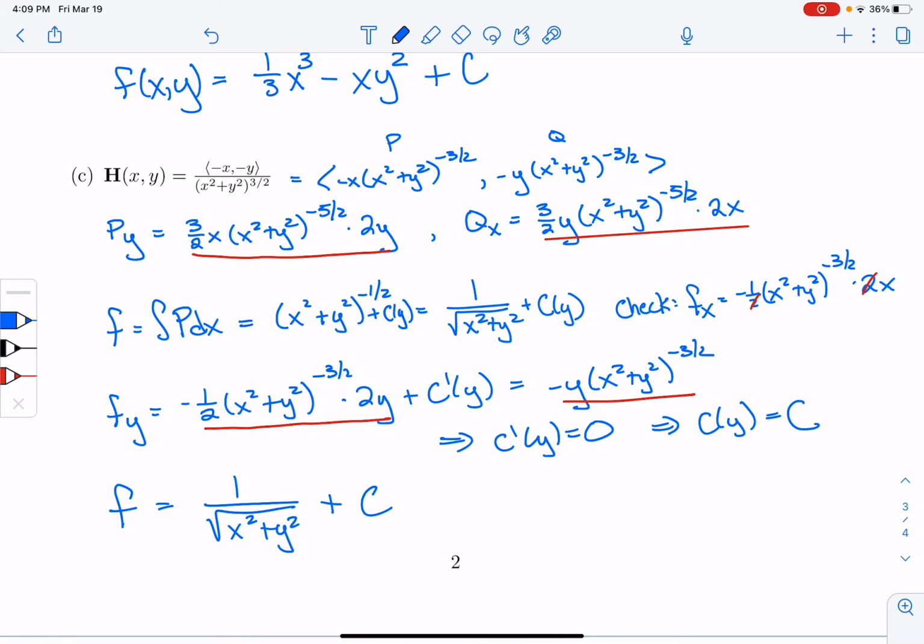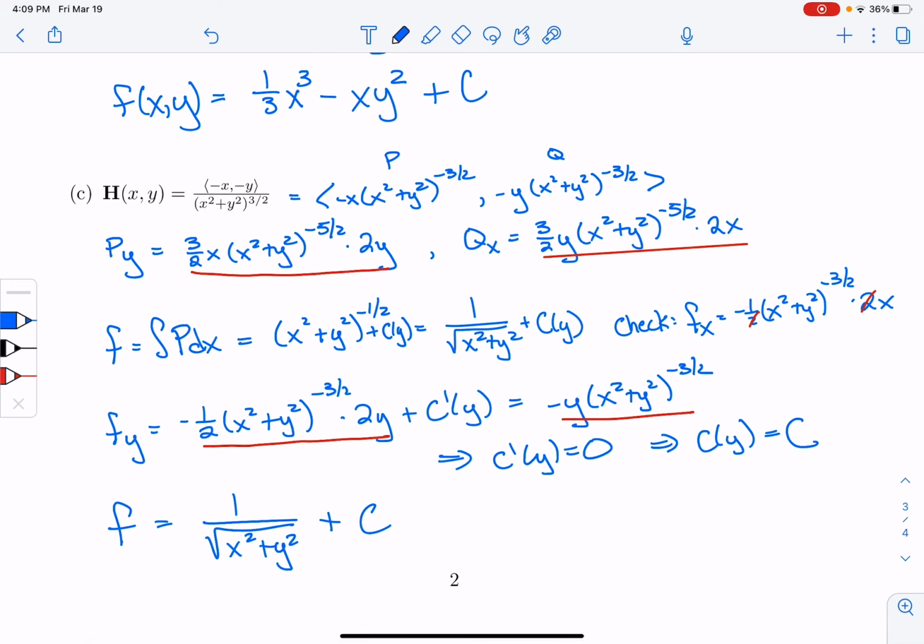Now I will warn you that in both of these examples, c prime of y ended up being 0, and so c ended up being a constant. But this is not always going to be the case. So as you're going through various problems where they ask you to find a potential function, be aware that c prime of y could end up being a function of y, and then you'll have to integrate that in order to find c.